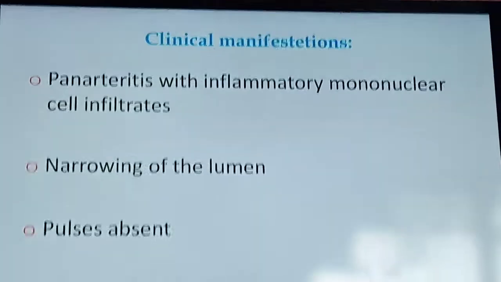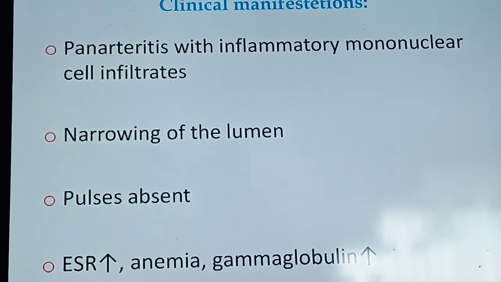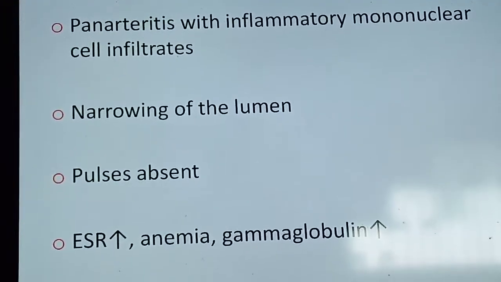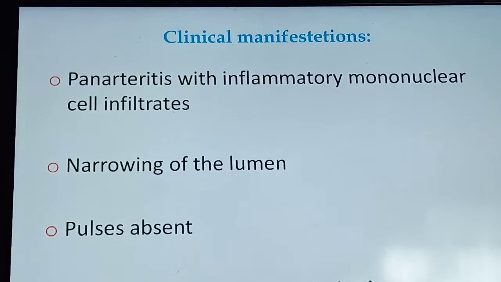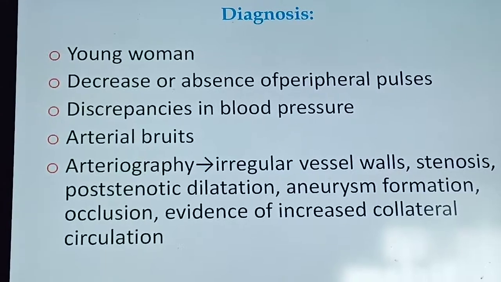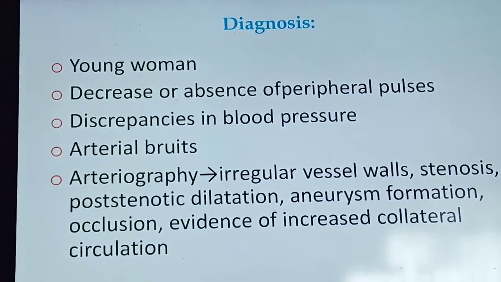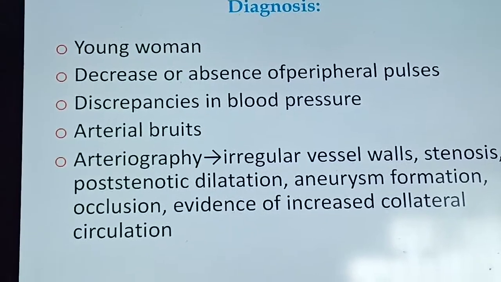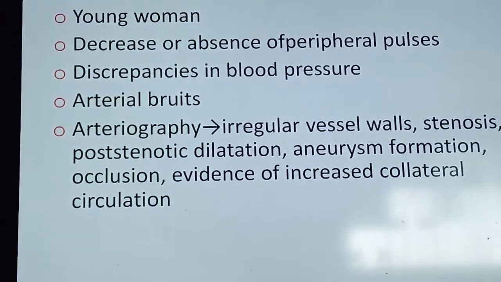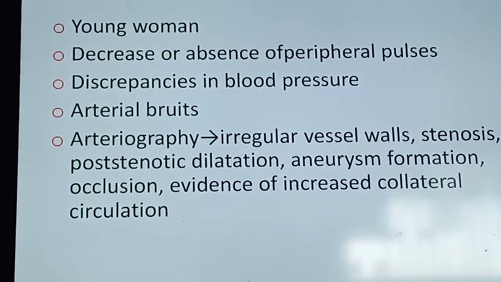Now the clinical manifestations of Takayasu arteritis: there is pain, arteritis with inflammatory mononuclear cell infiltrate, narrowing of the lumen, absent pulses, increased ESR, anemia, and increased gamma globulin. Diagnosis: affected persons are usually young women. There is decrease or absence of peripheral pulses, a discrepancy in blood pressure, and arterial bruits may be heard. In arteriography, there is an irregular vessel wall, stenosis, post-stenotic dilation, aneurysm formation or occlusion, and evidence of increased collateral circulation may be seen.